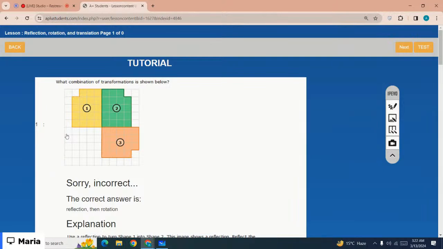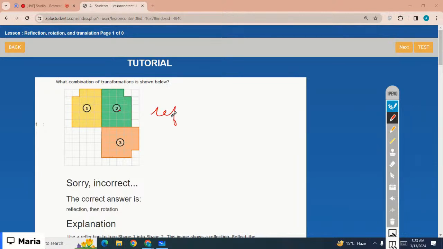So you have to see, from 1 go to 3, which transformations you applied here, right? If you look at 1 and 2, 2 is exactly the reflection of 1. If you look at 1 in the mirror, it exactly looks like 2. So from 1 to 2, that is a reflection.